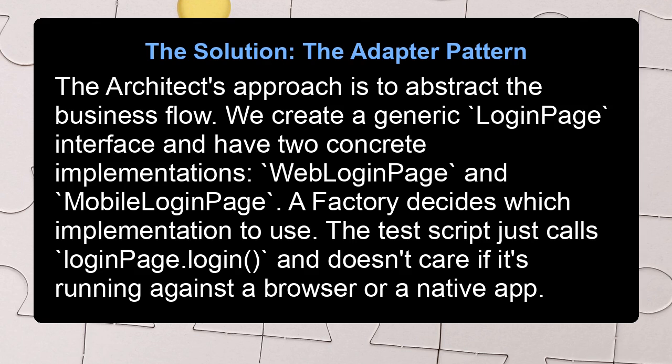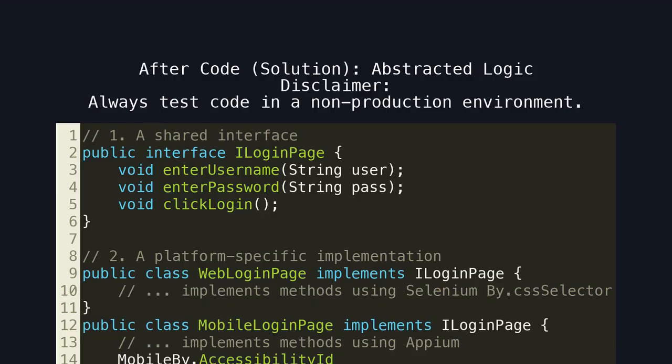We create a generic login page interface and have two concrete implementations, web login page and mobile login page. A factory decides which implementation to use. The test script just calls loginPage.login() and does not care if it is running against a browser or a native app.